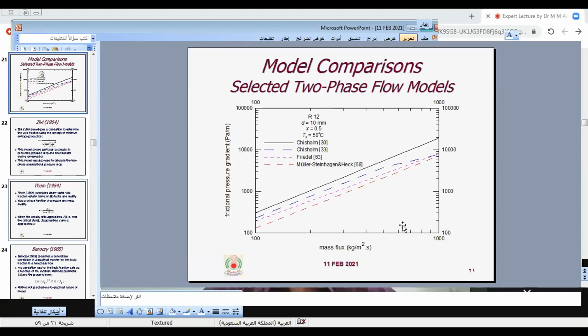When I compare these previous models for the case of refrigerant 12 in a pipe diameter equal to 10 millimeter at the Reynolds fraction equal to 0.5 and the saturation temperature equal to 15 degrees Celsius, we find each model gives a different prediction. The Chisholm model gives the highest prediction, while the Mueller-Heck gives the lowest prediction.